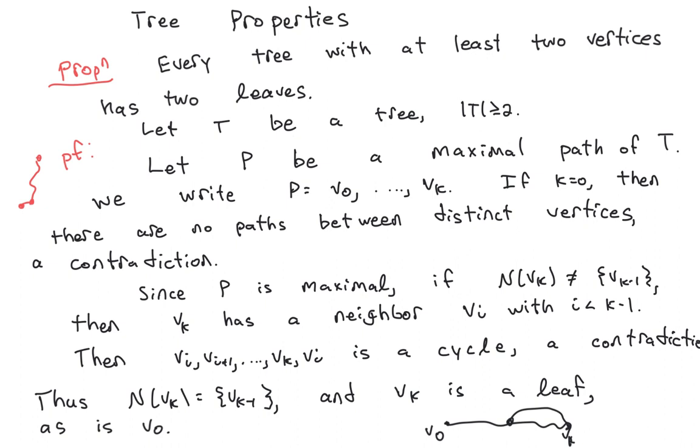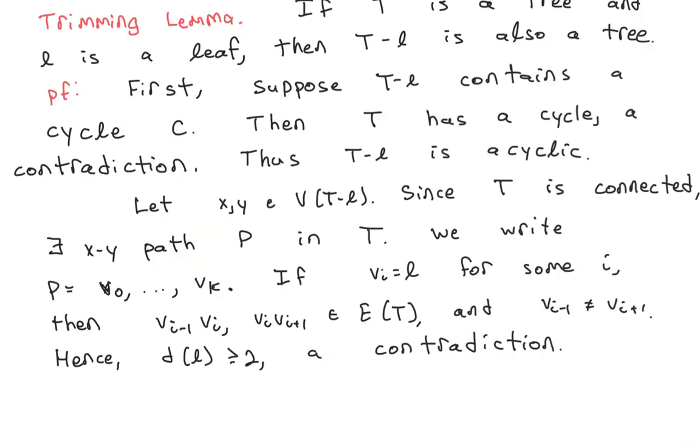By the same argument, v0 is also a leaf because if it has a neighbor, its neighbor has to be on this maximal path, and if it has at least 2 neighbors on the maximal path, then you can create a cycle. So one of the reasons why we're interested in showing that there are leaves is that we've got this nice feature, which is that if you take a tree T and take a leaf L, then deleting that leaf from the tree gives you a new tree. So this is often used for induction arguments to prove results on trees, because you can do induction on the size of the tree by deleting one leaf at a time. In general, deleting a random vertex from a tree will not give a tree, so this is useful.